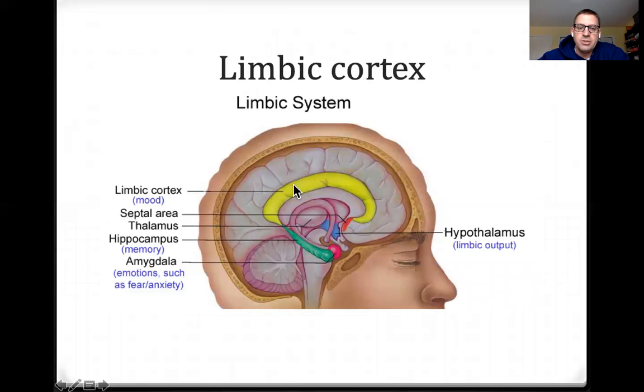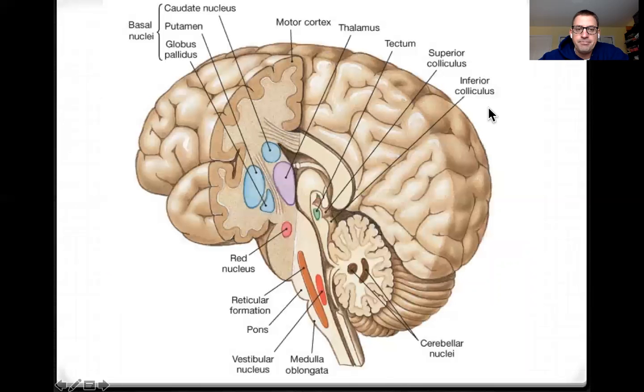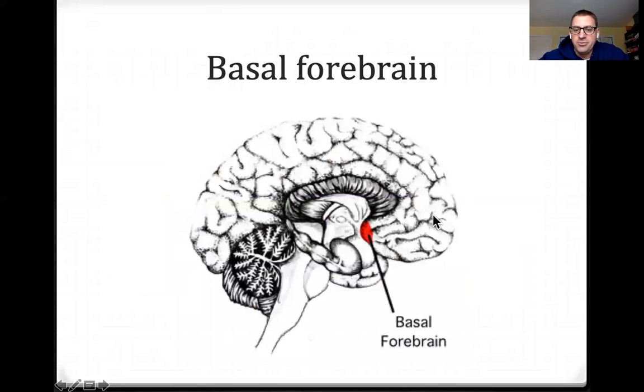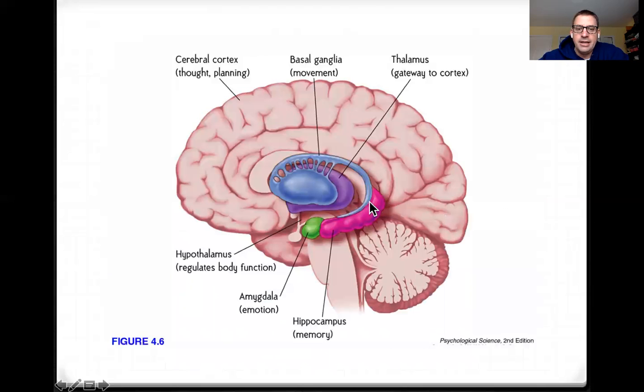So here's where the limbic cortex is located, right here. Remember, that helps to control our mood. Here you see, here's the hippocampus involved in memory, and here's the amygdala involved in the emotions like fear and anxiety. Okay, and then finally, the basal nuclei are these structures here that notice they are deep to the cortex right here that help us plan movement. These are groupings of cell bodies in the cerebrum that help us to plan movement. Okay, here's the basal forebrain where that's located. And again, here we're going to see the hippocampus and the amygdala, and then the cerebral cortex is that outer layer.